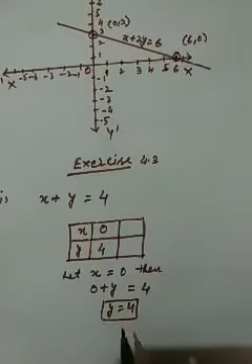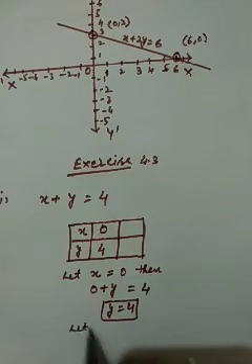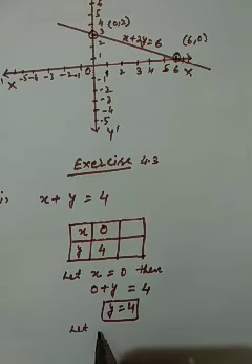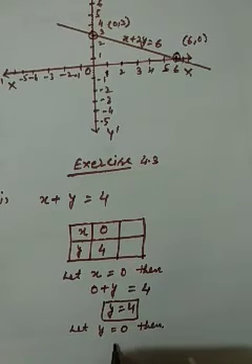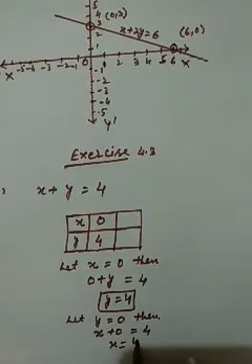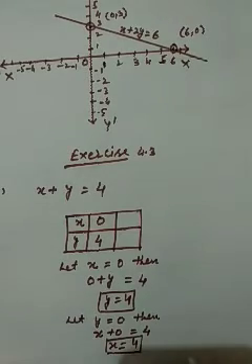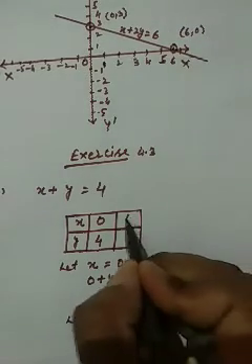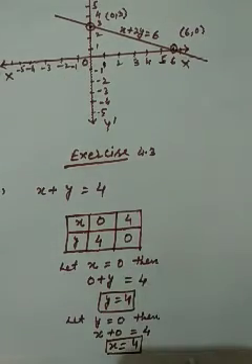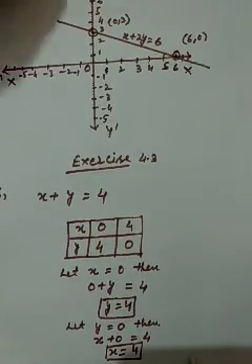Now let y is equal to 0, then x plus 0 is equal to 4, then x is equal to 4. Okay, so the values here are x is 4 and y is equal to 0. So again we can draw the graph of this.